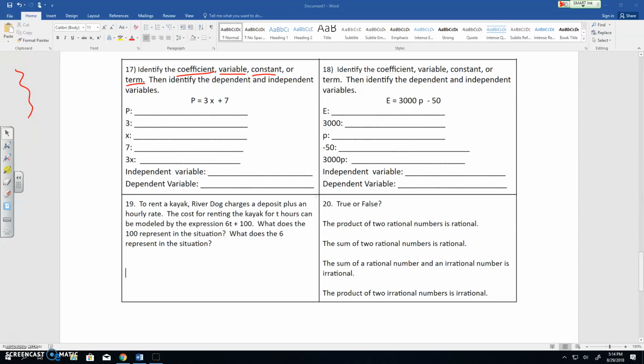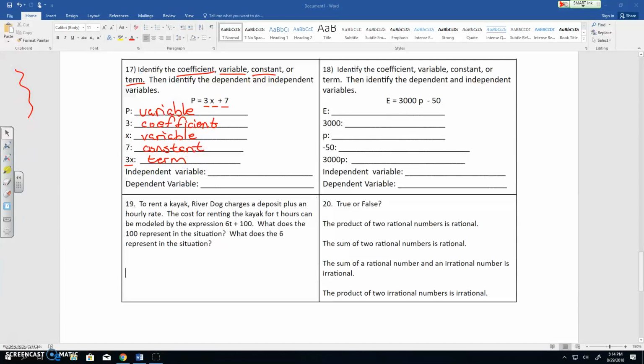And then we're going to identify independent and dependent. Now, we'll start with P. So P, that's going to be a letter, so that is a variable. So make sure you write down variable. Next, we have 3. 3 is the number in front of the variable, which is going to be a coefficient. Next, we have the letter x. X is, once again, a letter, so that's going to be a variable. Next, we have the number 7. 7 is by itself, so it is a constant. And then last thing we have is 3x. Now that's together, so we want to make sure we identify that as a term.